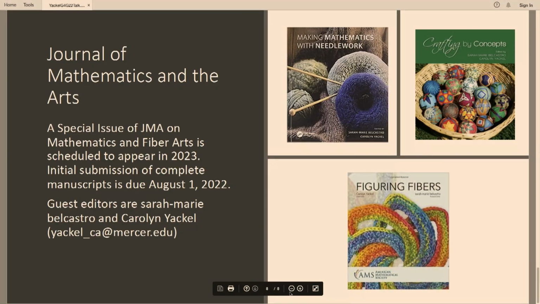And so I wanted to just invite you to engage in this really, really fun thing. And there's a venue where you can publish. It's going to be coming up. There's a special issue of the Journal of Mathematical Arts that's going to be about fiber arts. It's scheduled to appear in 2023, and complete manuscripts are due on August 1st of this year.